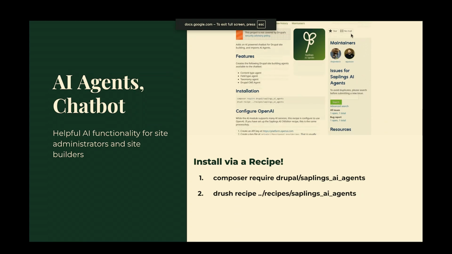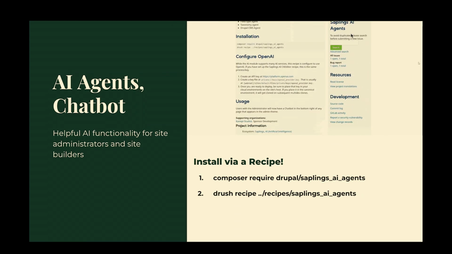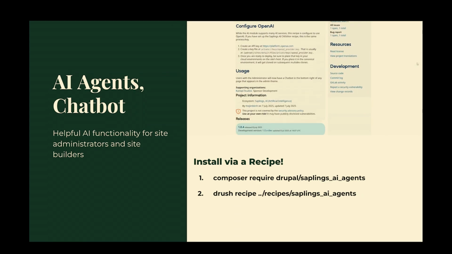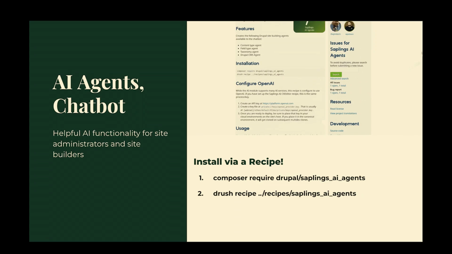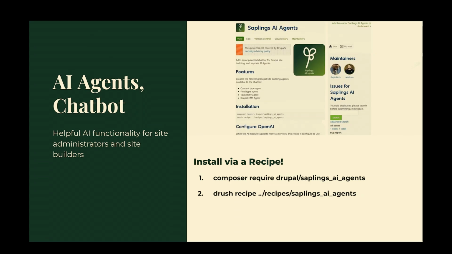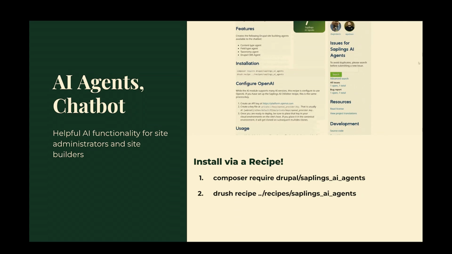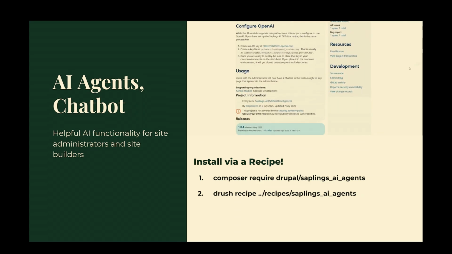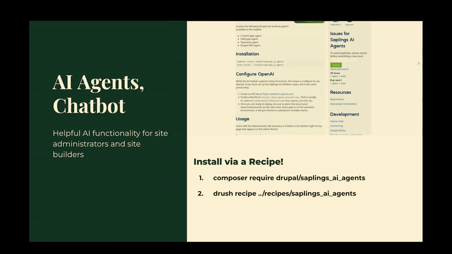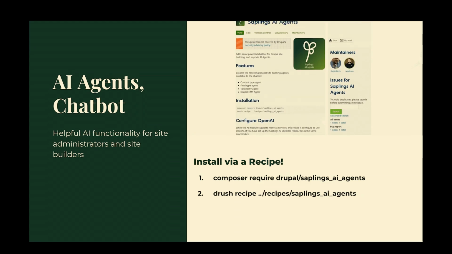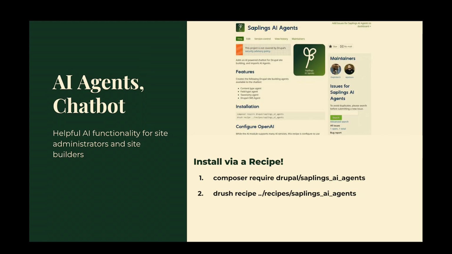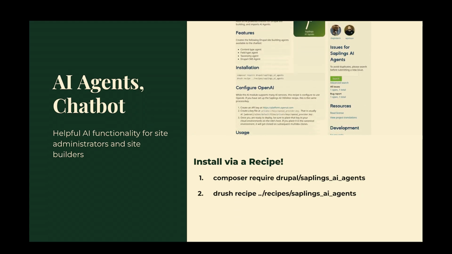Okay, so the next recipe I want to take a look at is AI agents and chatbots. This is another recipe that we've developed at Canopy. This is Saplings AI agents, and to download that, you would use Composer. So Composer require Drupal Saplings AI agents, and then to install, it would just be drush recipe and then point it to the path of our recipes. In this case, Saplings AI agents.